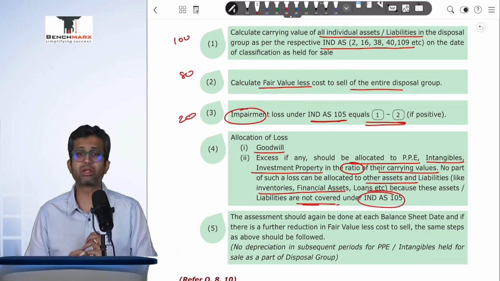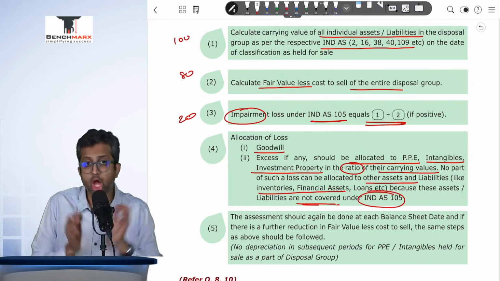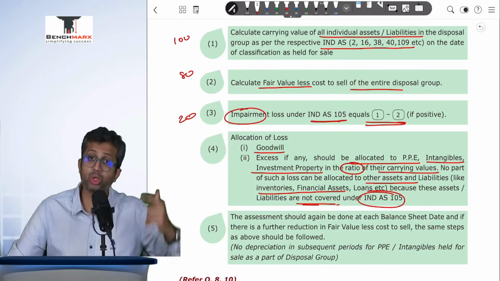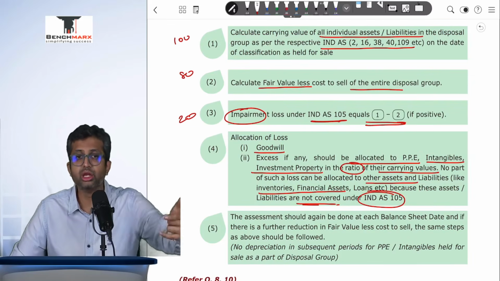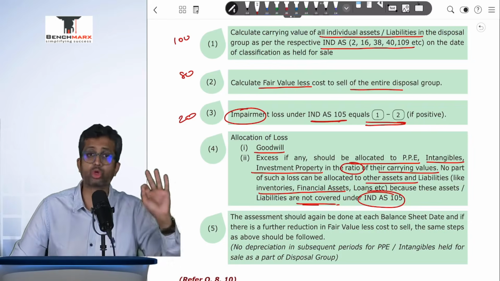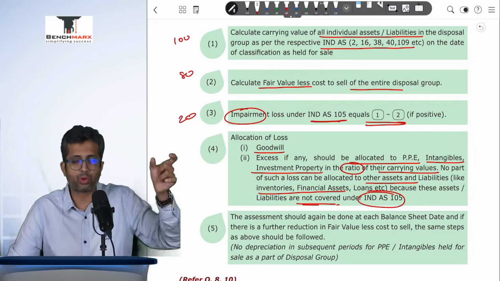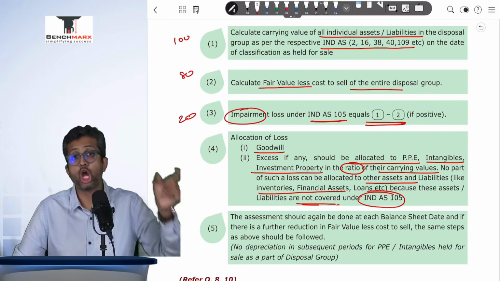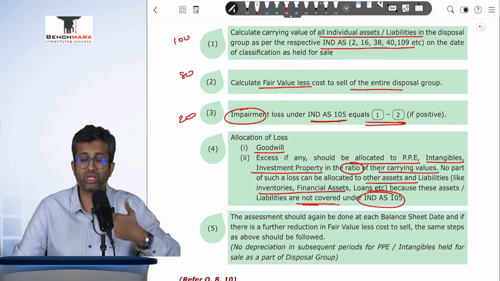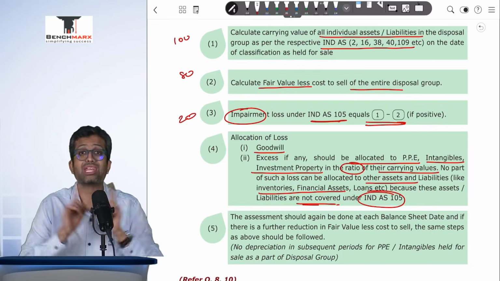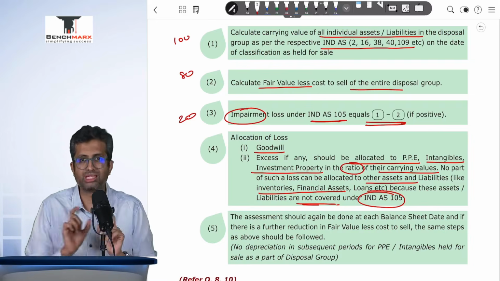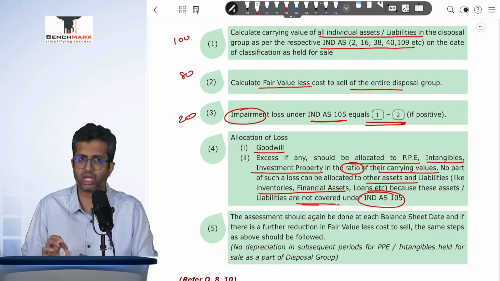One needs to remember that this assessment, which was done on the date it was classified as held for sale, will continue to happen at each balance sheet date till the time the asset or the disposal group is actually sold. But while you move from one date, let's say 30th September, to the next date, let's say 31st March, one needs to remember that during this time frame, there can be no depreciation or amortization on PP&E or intangibles which have now been classified as held for sale.